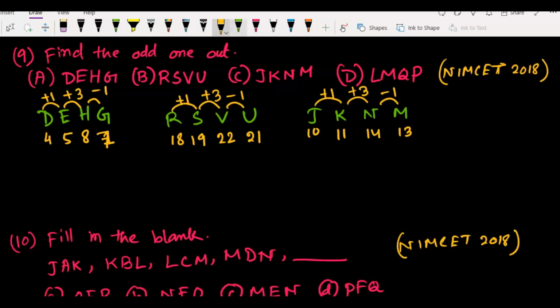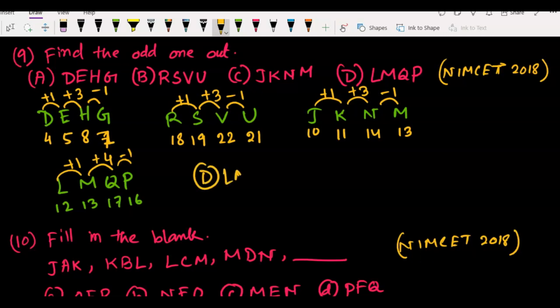But what will happen in the last option? There is L, M, Q, P. So L is 12, M is 13, Q is 17, and P is 16. So here we have plus 1, then 17 minus 13 is 4, so we get plus 4 and then minus 1. So this pattern is different. This is plus 1, plus 4, minus 1. So what is the odd one? Option D. L, M, Q, P is the odd one.